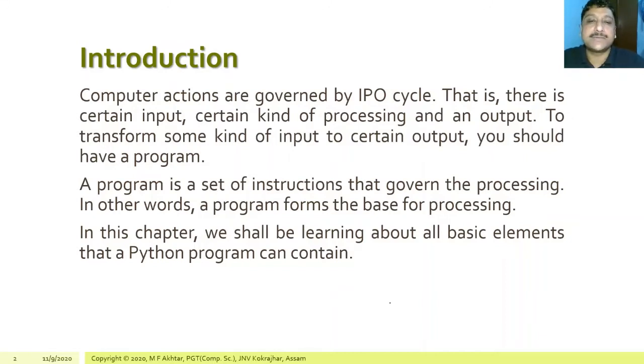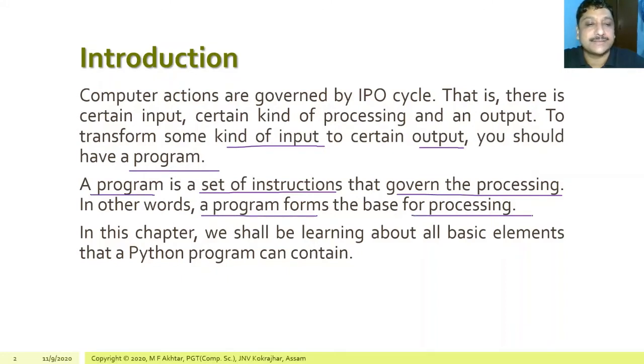Okay, to transform some kind of input to a certain output, you should have a program. Means there should be a software program, a set of instructions, so that the input can be converted to output. And now what is a program? Understand here, a program is a set of instructions that govern the processing. In other words, a program forms the base of processing. Means only with the help of a program we can do processing. Okay, in this chapter we shall be learning about all the basic elements that a Python program can contain.